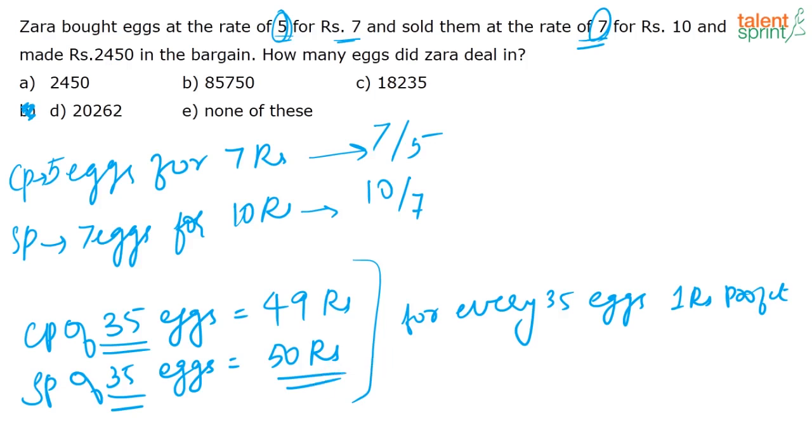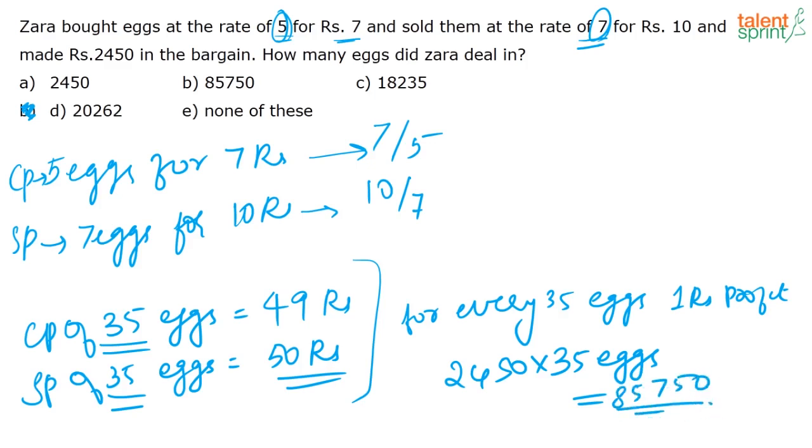Okay, so if she has made 2450 in the bargain, to get a total profit of 2450, she should have totally dealt with 2450 into 35 eggs. Correct? So this is your answer, which is equal to 85750. Hope it's clear. That is option B. Okay, let's move on to the next question.